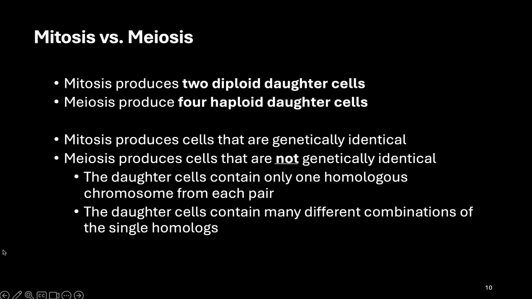Some key differences in mitosis and meiosis. Two diploid cells are formed in mitosis versus four haploid cells formed in meiosis. Mitosis produces genetically identical cells, whereas meiosis produces genetically distinct cells. The cells at the end of meiosis contain only one homologous chromosome of each pair. The specific homologs that are contained in daughter cells can be from a large number of combinations, and we will dig into that in a separate lecture.